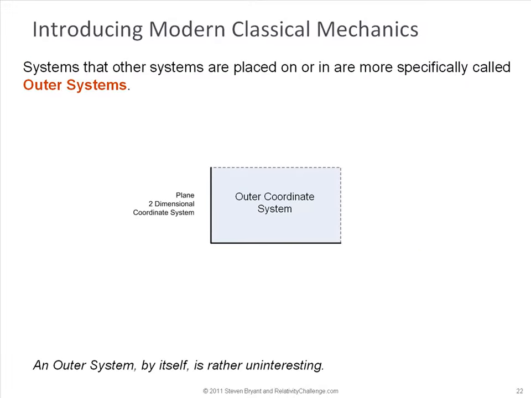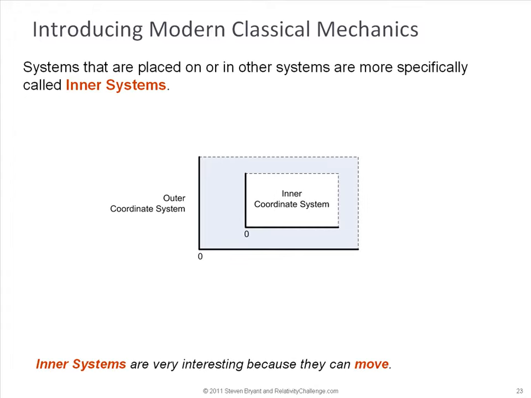So let's stay with the two-dimensional system for a moment and just plot our first system. Since it's our first system, there isn't another system in existence yet. We call this our outer coordinate system. Now, one of our rules said that systems can only move with respect to other systems. So since there's not another system, this is rather uninteresting. In order to make things more interesting, we have to plot a second system. This one we will call an inner coordinate system. And this, of course, is interesting because it can move.